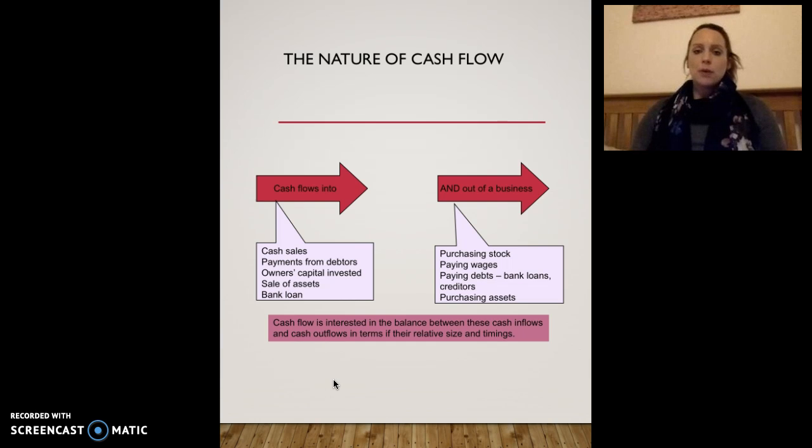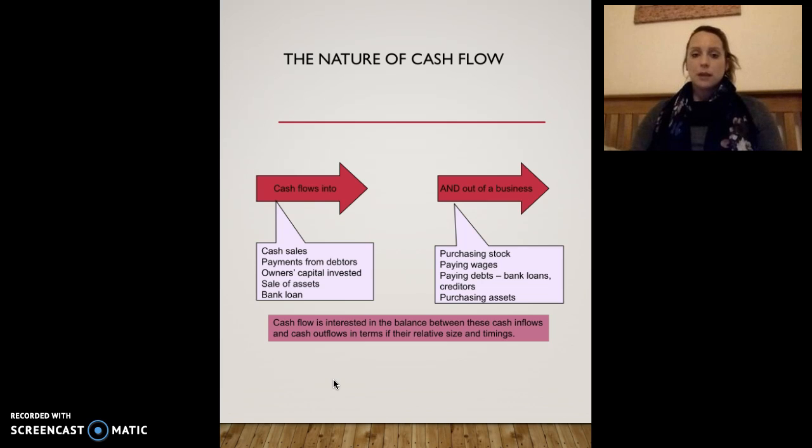And just so that you're aware, in comparison, our cash outflows, so the things that will take money away from our business, could be the purchasing of stock. Perhaps you're having to buy a particular product to make it into something else. Perhaps you've got salaries and wage bills to pay for. Perhaps you owe debts, or you have bank loans, or perhaps that you actually owe your suppliers, i.e. creditors, money, or you may need to buy a new vehicle in terms of an asset or a new piece of machinery. So cash flow is basically interested in the balance between these two.